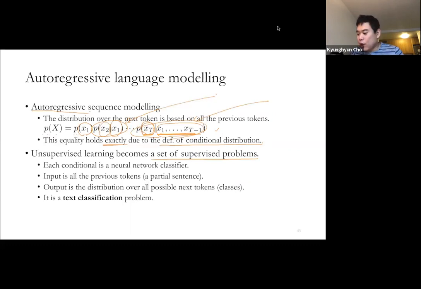In other words, all we have to do now is build a neural net classifier that takes as input all the previous words, and then categorizes them into one of the categories, where each category corresponds to a possible next token. So it's now clear that it's a text classification problem, right? Very interesting, in my opinion.